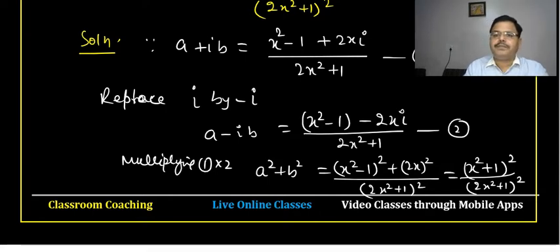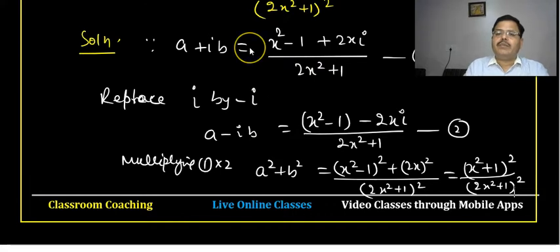I hope you got it. Isn't it? (x² − 1)² plus 4x², where (2x)² is 4x², and if you split this, this will come. So a² + b², that you have to prove, is equal to (x² + 1)² upon (2x² + 1)². Simple. So this is the easiest way.